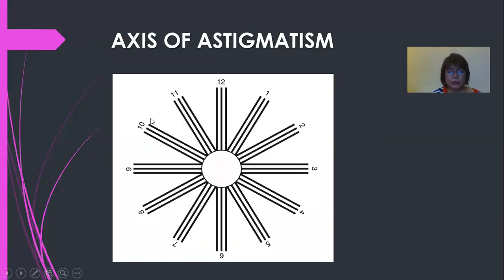Okay, so this is how you correct astigmatism. The optometrist will let you see this chart and they'll ask you which part is clear and which part is out of focus.